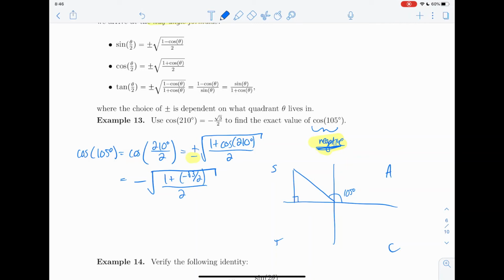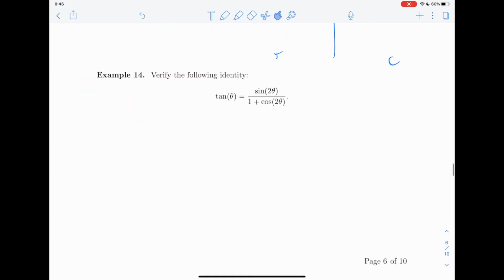We can verify trig identities using the half-angle formulas. For example, we can run up against tangent of theta, something very simple looking, which can also be rewritten as sine 2 theta over 1 plus cosine 2 theta. The best way to recognize what's happening here is to start with the complicated side, that's the bit on the right. Let's write that down. So the sine of 2 theta over 1 plus the cosine of 2 theta, what's that equal to?